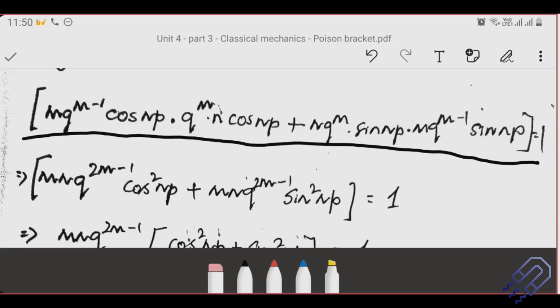You can just have the question and try to practice it once. So when you put all the values and you look into the equation, in the first term it comes out that this is cos np, this is cos np. So you'll always get a cos square np. And then you see this is q and this is q, so you can just take up the powers and add them. So it is 2m minus 1. And then there is an m and then there is an n. Oh, sorry, n is here. Yeah, so this is an n, right?